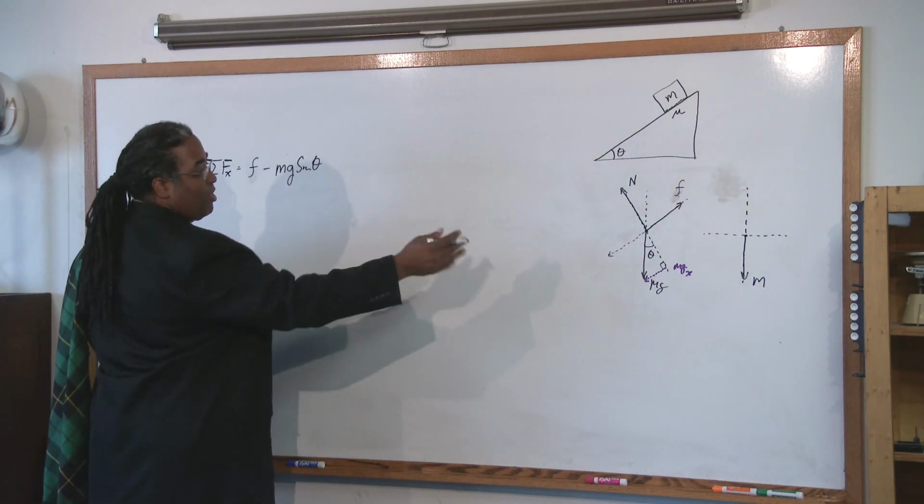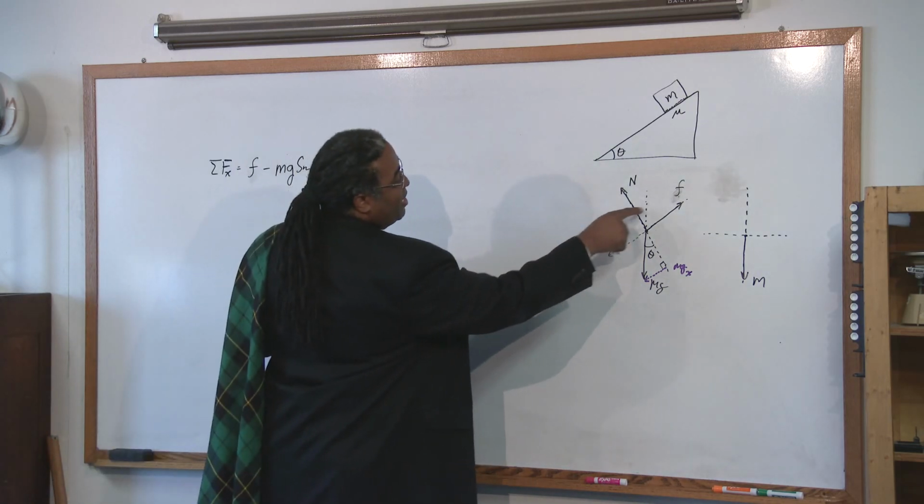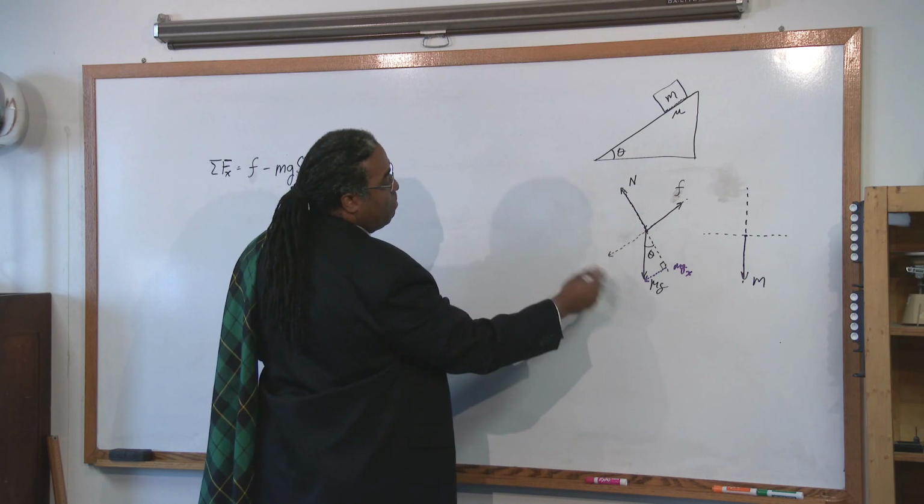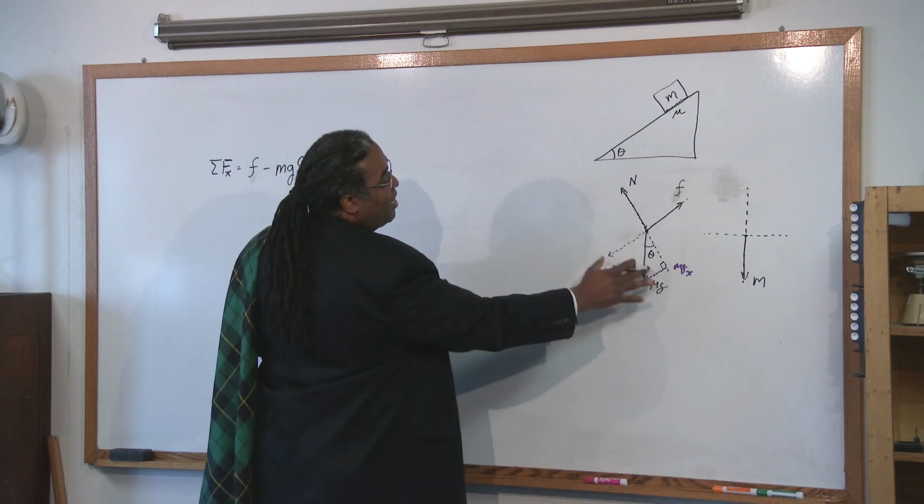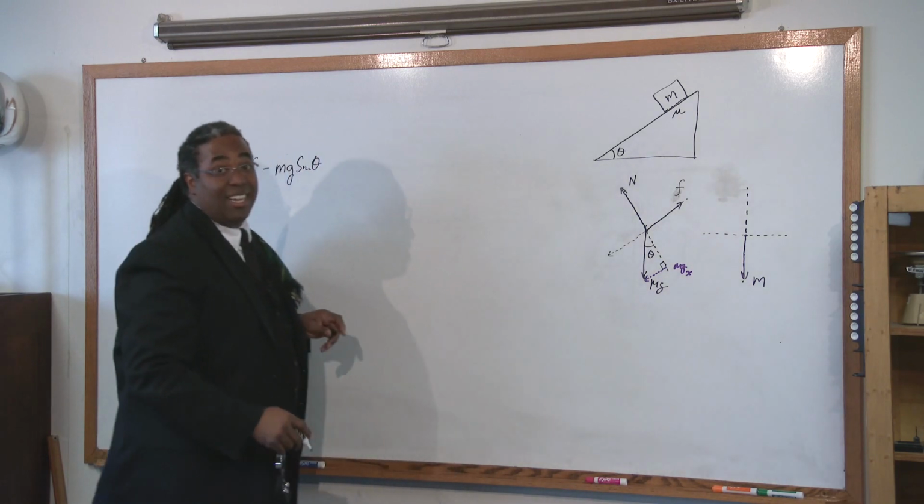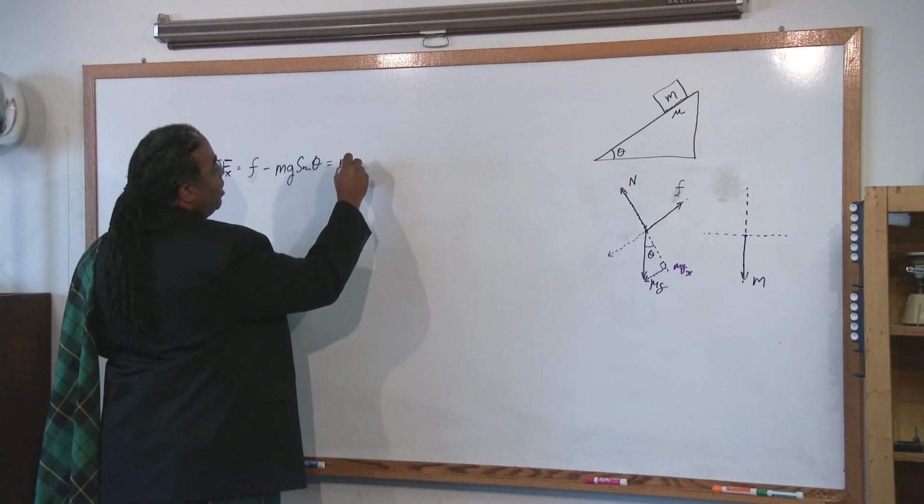So are there any other forces moving left or right? No. You might be tempted to say that the normal force is going to the right, but it's not. Not relative to this coordinate system. The normal force is along the y-axis. So we can now say that this is equal to ma.